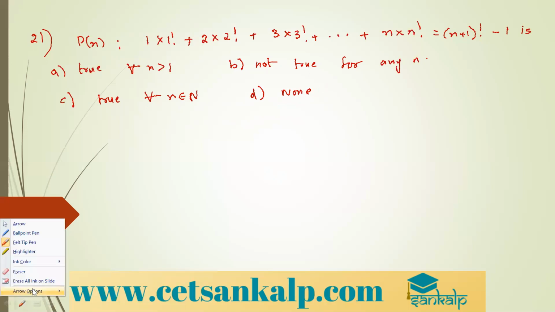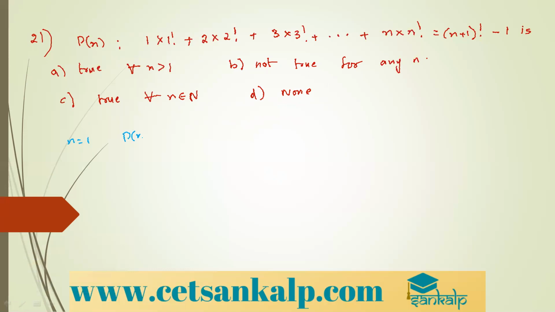So in order to prove this, I will take n equal to 1. The P of n statement becomes starting with 1 into 1 factorial and ending with 1 into 1 factorial. But on the other side, I have 1 plus 1 factorial minus 1. So this side it is 1, this side also 1. So this is true. For n equal to 1, it is true.